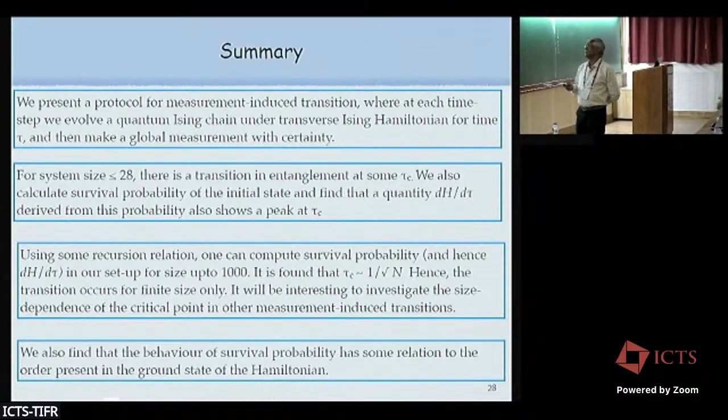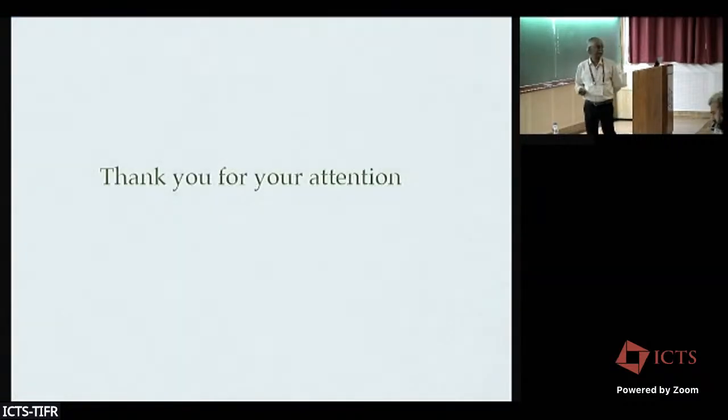We find that there is a scaling, tau C goes as 1 by root n, and hence the transition occurs for finite size only. So it will be interesting to investigate the size dependence of the critical point in other measurement-induced transitions. We also find that the behavior of the survival probability has some relation to the order present in the ground state of the Hamiltonian. So that's all. Thank you.